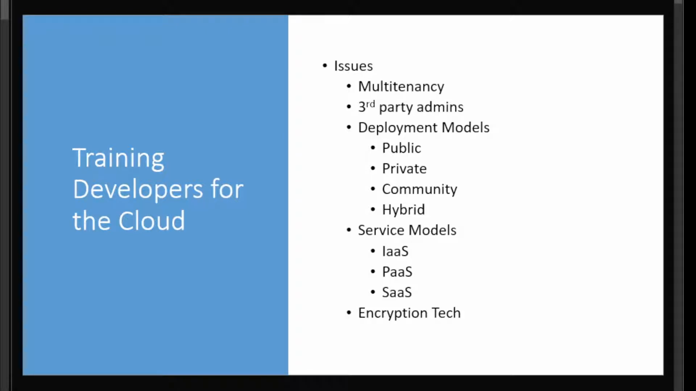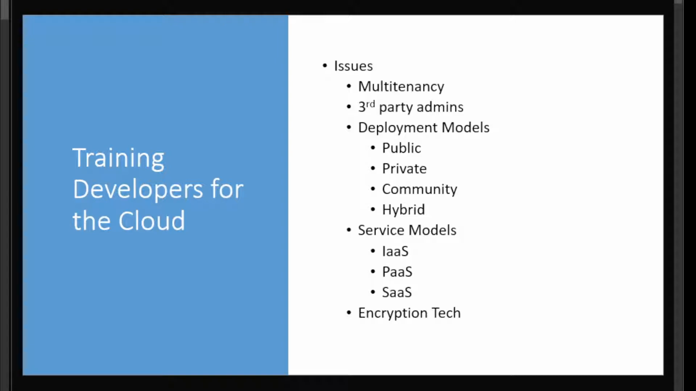So some issues to train on would be multi-tenancy. Let them know that their environment is probably going to be multi-tenant. There are going to be other people within the same cloud hardware, and we don't want our information to bleed over to theirs or their information to bleed over to ours. Then third-party admins, because cloud data centers will have their own admins for a lot of things.